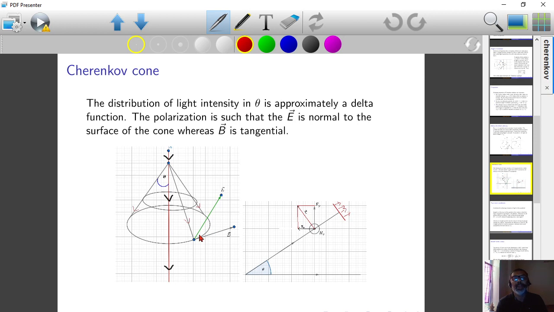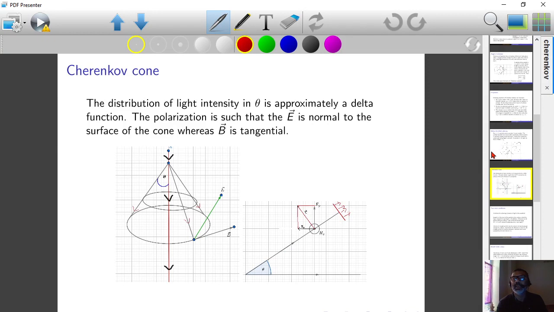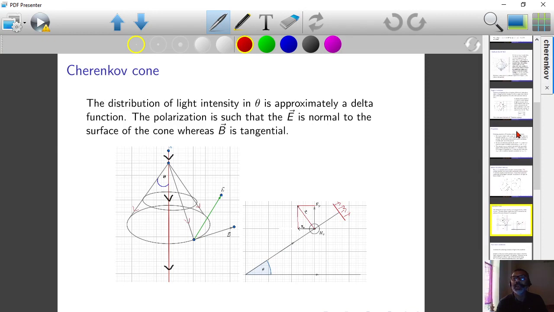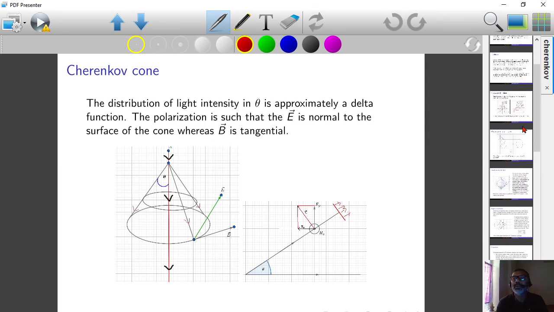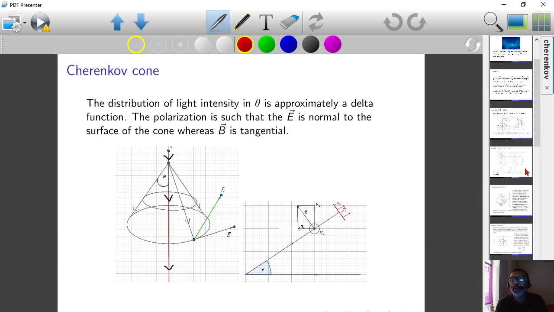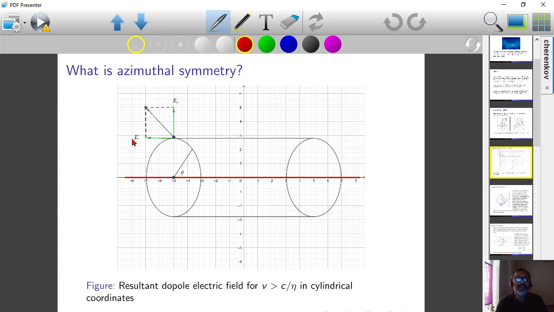That is electric field and magnetic field. And if you break this electric field, then you will get 2 components. Electric field is perpendicular to the surface of the cone, and so it has 2 components, Ez and E rho. So in the cylindrical coordinates in the picture that we saw before, the electric field has 2 components, one along the Z direction, another along the rho direction.